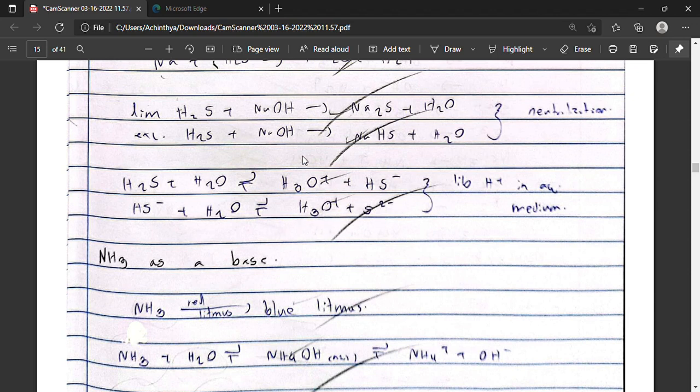The hydronium ion is formed, that is to say it liberates H+ in the aqueous medium, and thus it acts as an acid.